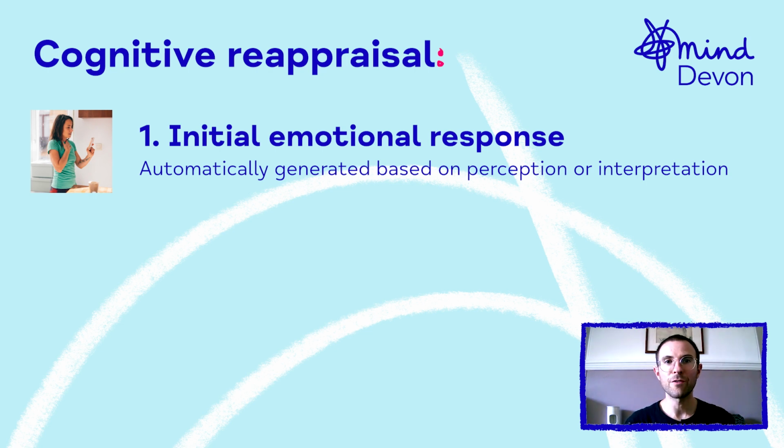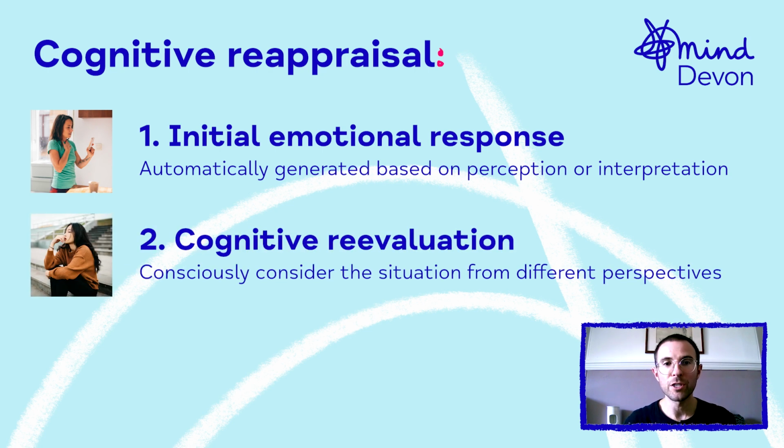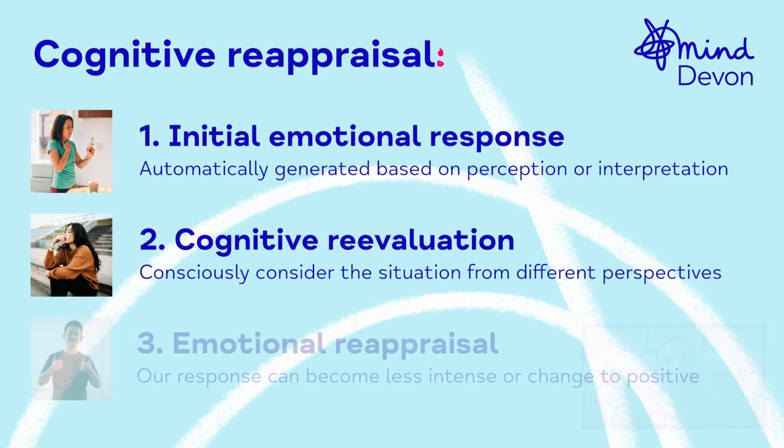2. Cognitive re-evaluation. With cognitive reappraisal, we consciously and deliberately re-evaluate the situation by considering it from different perspectives. We may ask ourselves questions like, is this situation as bad as it seems? What are the potential positive aspects of this situation? Or how might someone else view this situation? By asking these kinds of questions and challenging our initial emotional response, we can begin to change our perspective on a situation.